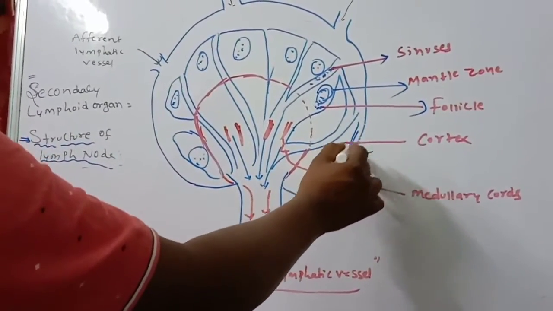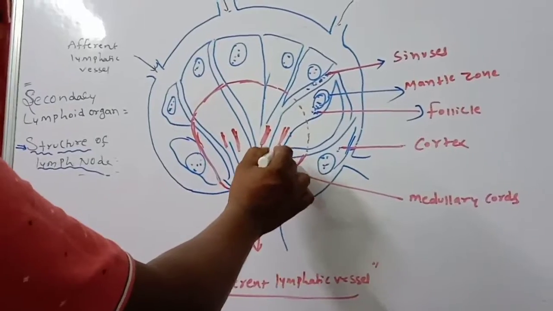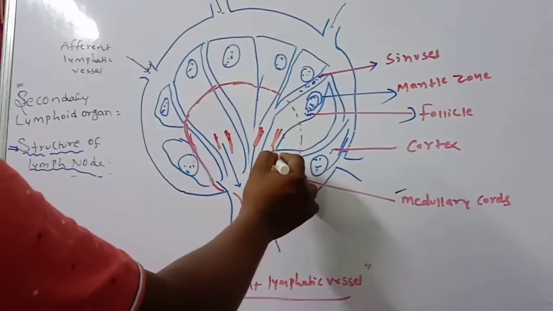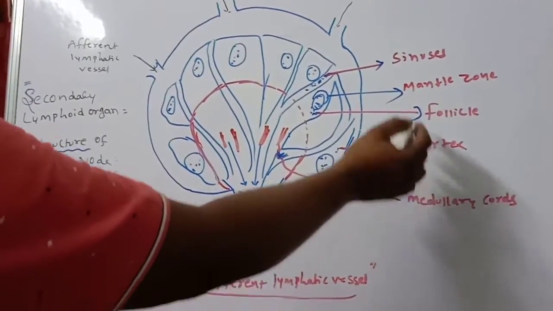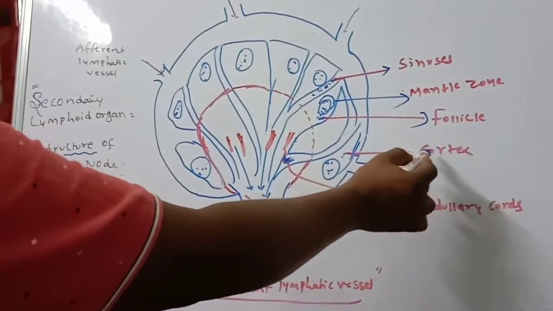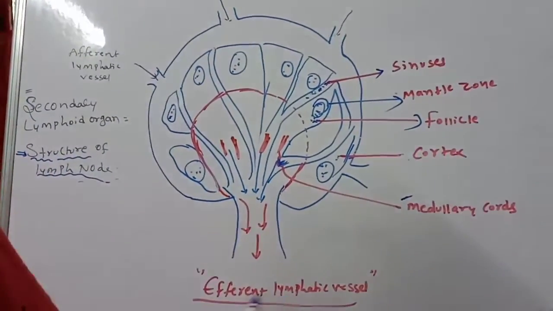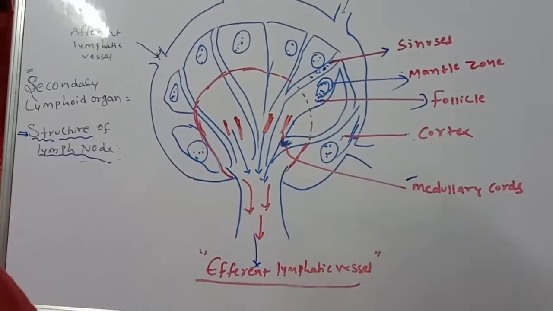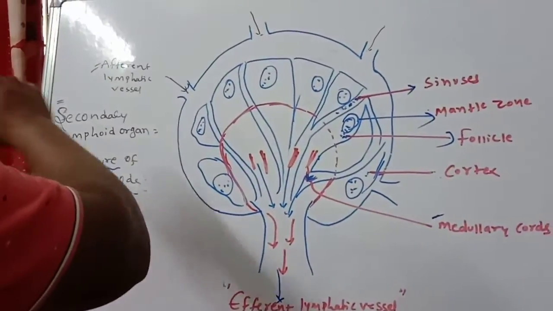The outside part is the cortex. The inner part is called medulla. In the medulla, what is there? Medullary cord. Sinuses, mantle zone, follicle, cortex, and the medullary cord. So this is the efferent lymphatic vessel.